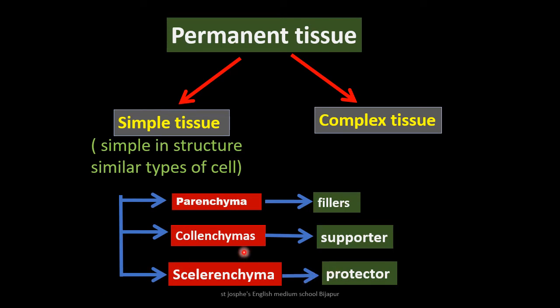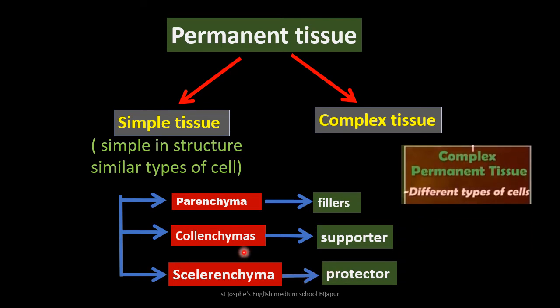Now let us see what complex tissues are. Complex tissues contain different types of cells, with different shapes and sizes. But they are grouped together to perform a common function, so they are known as complex permanent tissues.